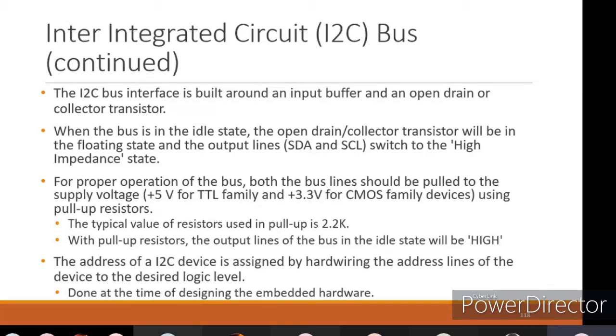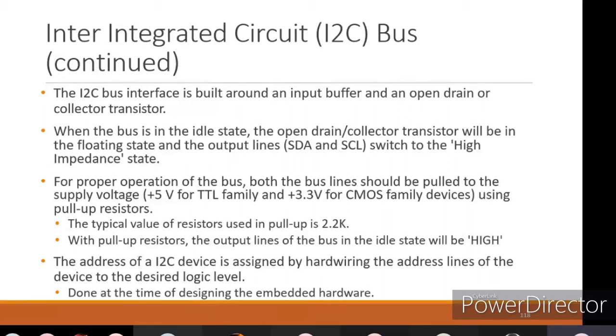If it is the TTL family, then 5 volts is needed. If we are going for the CMOS family, 3.3 volts is needed. The typical value of the pull-up resistor is 2.2 K ohm, and with the pull-up resistors, the output lines of the bus in the idle state will be high. Always you will have the high voltage.